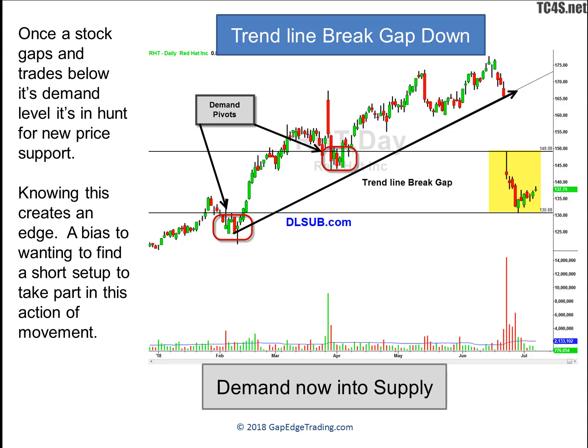The stock was in the trend line up. It broke the trend line on the gap down. Now it shifts from demand into supply.